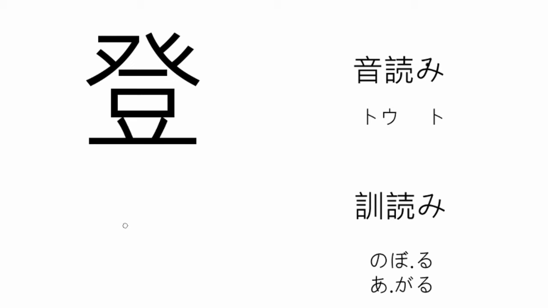The next kanji is the kanji for climb or ascend. The only reading is to or to. Toko is attend school, or tozan is mountain climbing. The kunyomi reading is nobo from noboru, to climb up, or up from agaru, to ascend, to go upwards. Draw it. It's pretty simple.